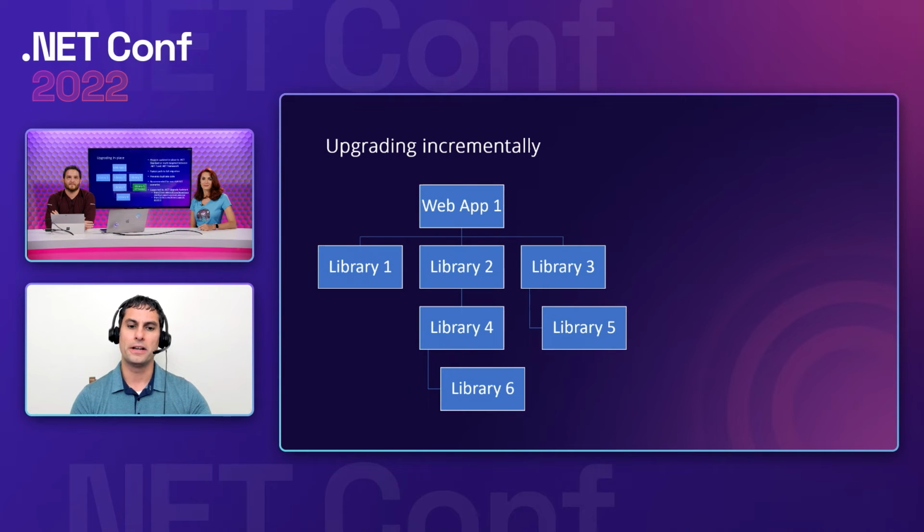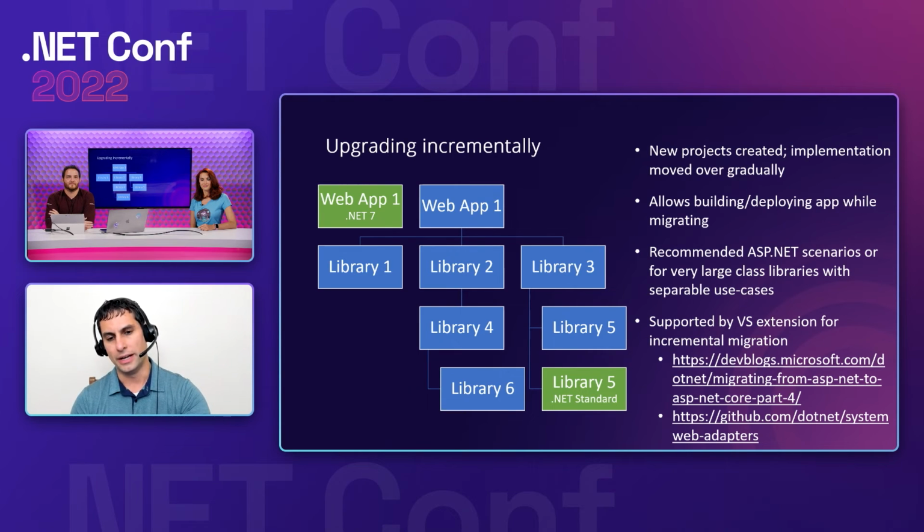Now, when we talk about upgrading incrementally, instead of just upgrading Library 5 in place, I'm going to create a new Library 5 next to it. So you're going to have two different projects, one of which targets .NET Framework, one of which targets .NET Standard or .NET 7. Now, because you have two separate projects, you don't have to start just down in the leaf nodes anymore. You could start with Web App 1, create a new .NET 7 version of it, targeting ASP.NET Core, that sits alongside the original web app.